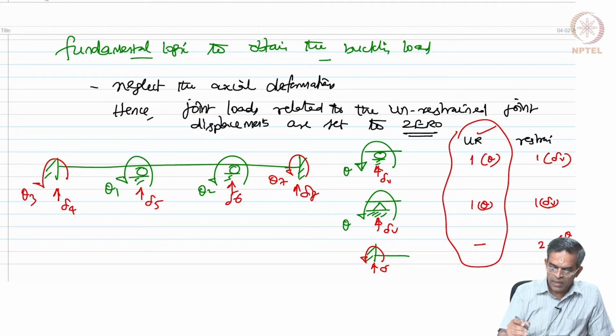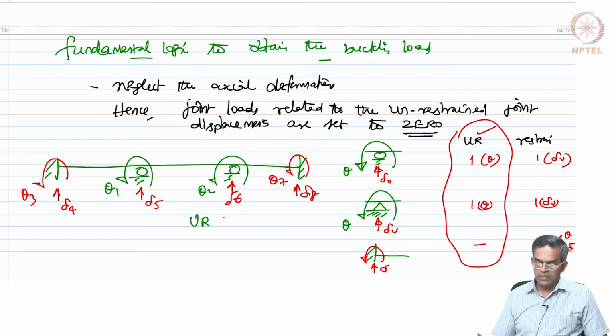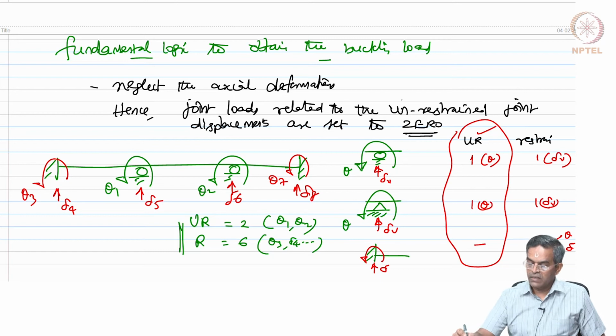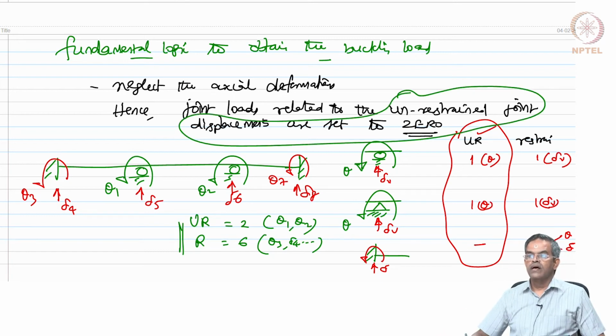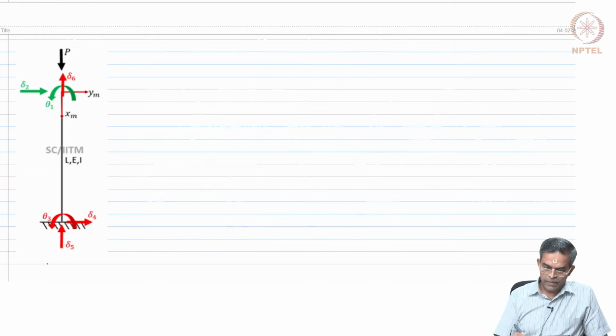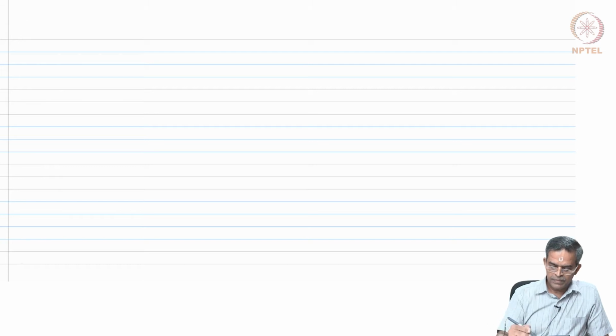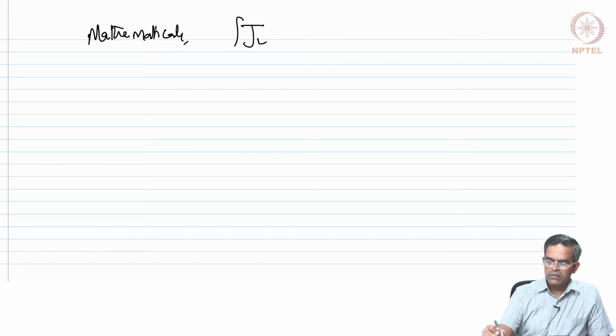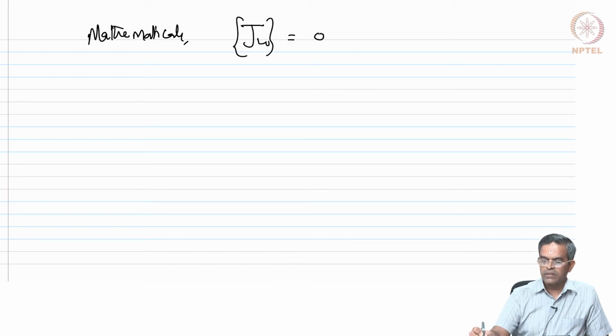Okay. I can say this beam has unrestrained joint displacements as 2, which are theta 1 and theta 2. Restrained displacements are 1, 2, 3, 4, 5, 6, which are theta 3, del 4 and so on. Okay. So, what we are now saying is unrestrained joint displacements are set to 0. So, mathematically the joint load corresponding to the unrestrained should be set to 0.